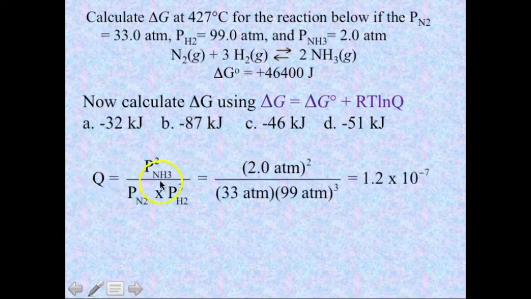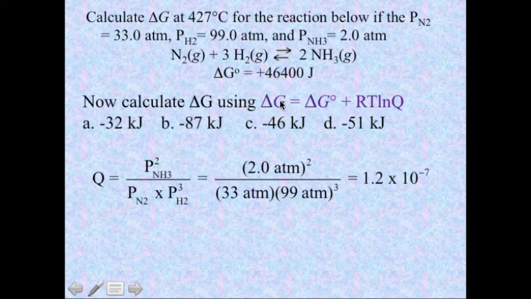So here it is. It's the partial pressure of the ammonia squared, because we have 2 moles of the ammonia, divided by the partial pressure of the nitrogen times the partial pressure of the hydrogen gas cubed, because there are 3 moles of it. So we calculate that by plugging in the partial pressures, and we get 1.2 times 10 to the minus 7. That's Q. So you're going to use Q in this equation to calculate the delta G under these non-standard conditions.